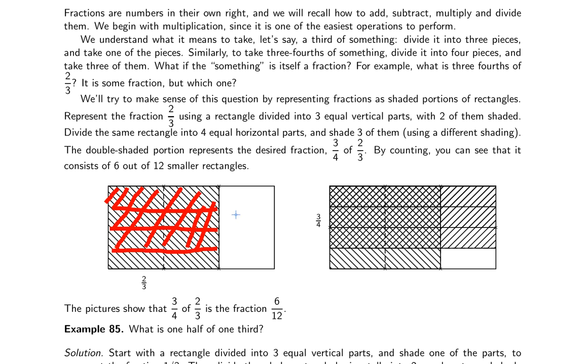And again, if you continue the lines like this, we've really broken the rectangle into 12 equal pieces, and we're interested in 6 of those 12. All right, so you can also see it here. So 3/4 of 2/3 is 6/12.